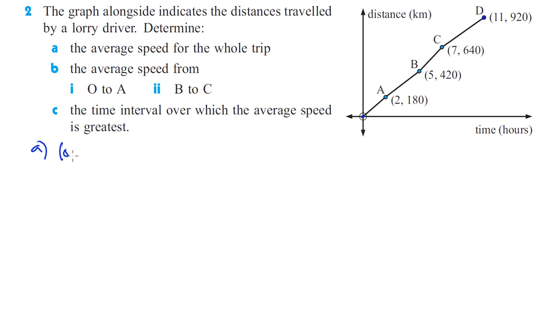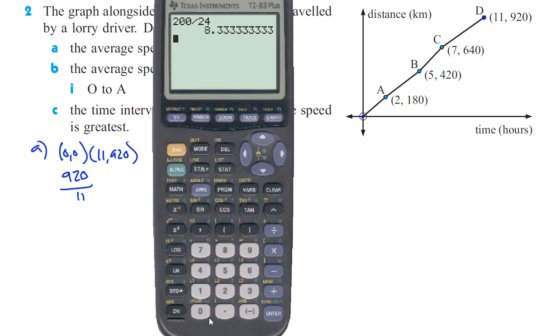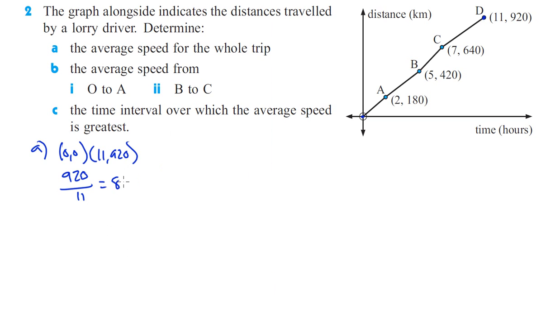Okay, so again we got 0, 0, and we got 11, 920. Again, we're just going to subtract 0 from both the y and the x, so let's just take a little shortcut here. We got 920 over 11. So if we put that in there, 920 divided by 11 gives us 83.6 we'll go with. And that is, again, kilometers per hour. Okay, so that's part A.